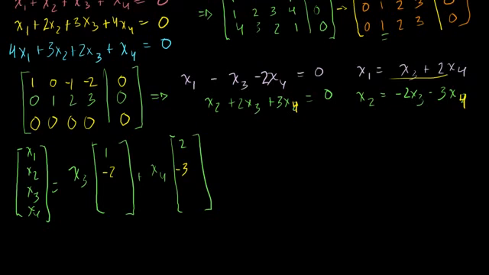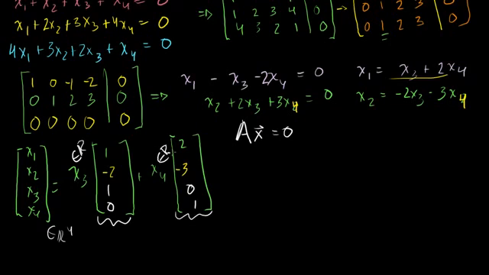And then what is x3 equal to? Well, it's just equal to 1 times x3 plus 0 times x4, right? x3 is equal to x3. And what's x4 equal to? It's equal to 0 times x3 plus 1 times x4. So all of the vectors in R4 which satisfy our original equation, Ax is equal to 0, can be represented as a linear combination of these two vectors. These are just random scalars; we can pick any real number for x3, and we could pick any real number for x4. So our solution set is just a linear combination of those two vectors.